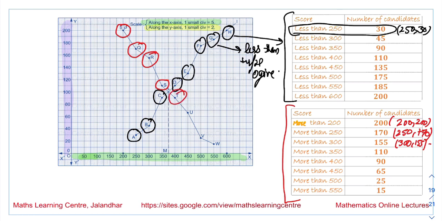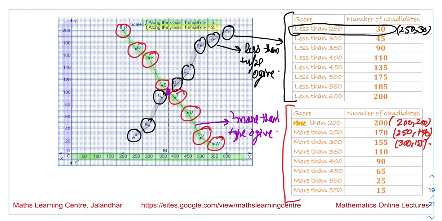Next it is 450 and 65. Next it is 525, and this point is 550 and 50. When we join these points with freehand, the curve we have obtained is the more than type Ogive. This curve that we have joined over here is the less than type Ogive. Now the next thing we have to calculate is the median.